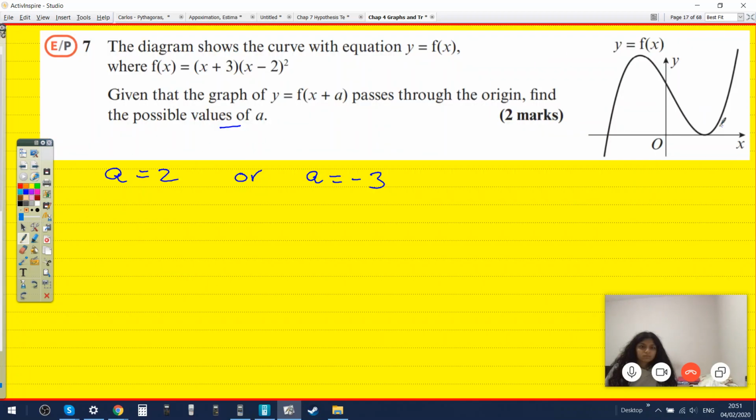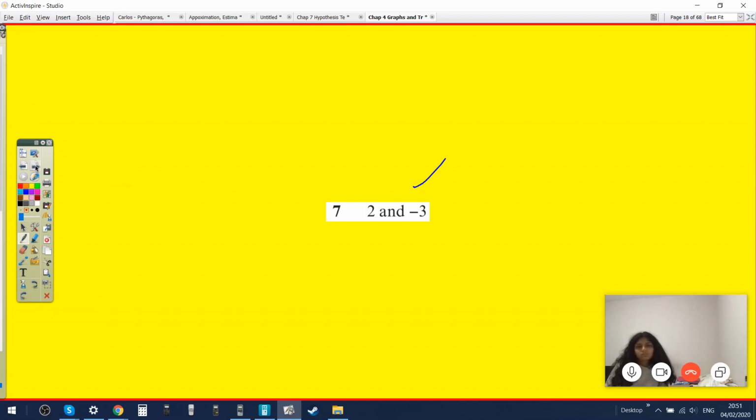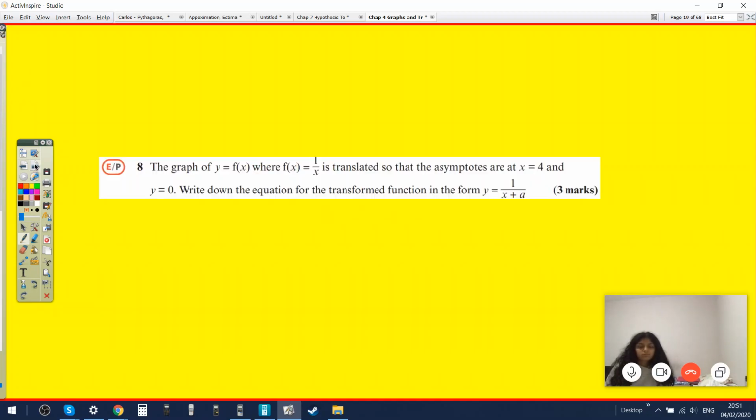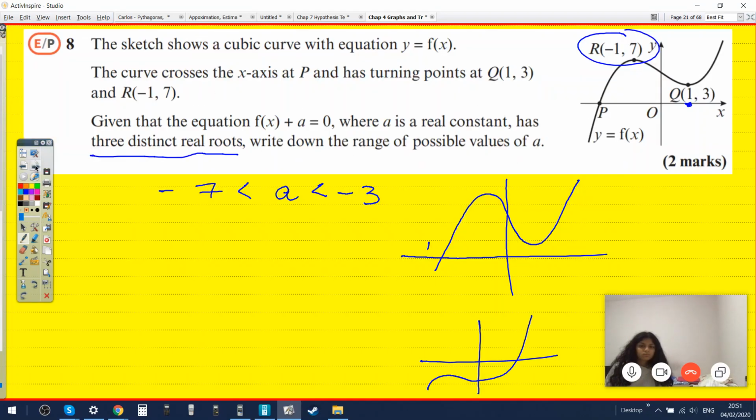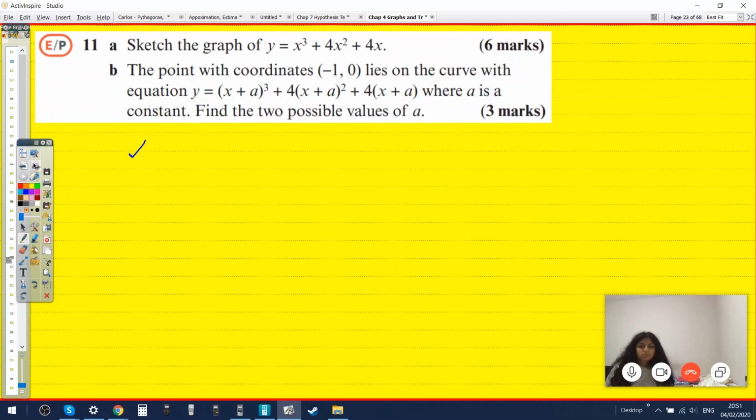Yes, so it can. These ones seem to be quite common. It can either move left 2 or right 3, and so those are the 2 ways of doing it. That was easy. So this was the hardest to type. The range of values is between -3 and -7. Let's just forget those ones.